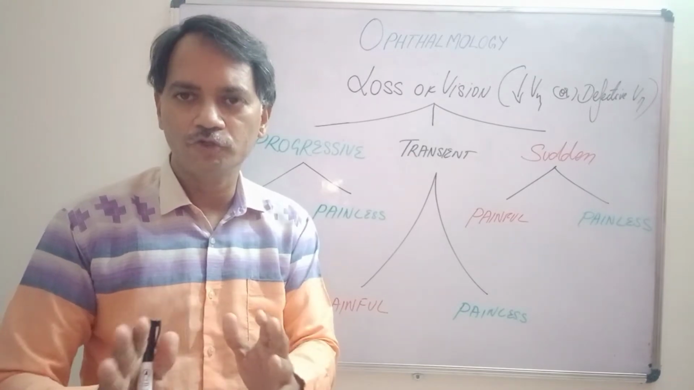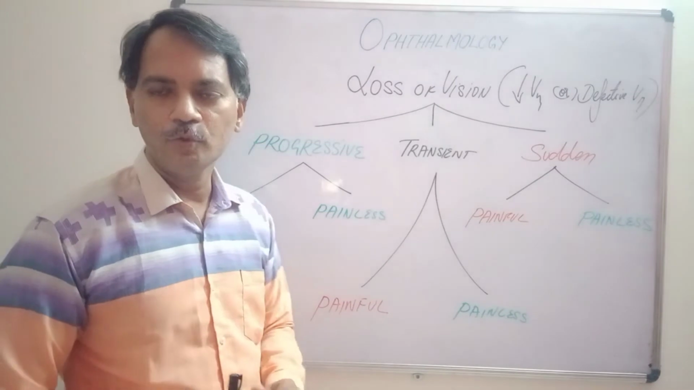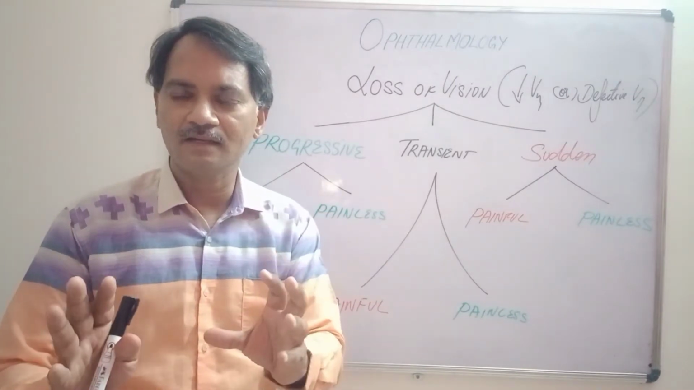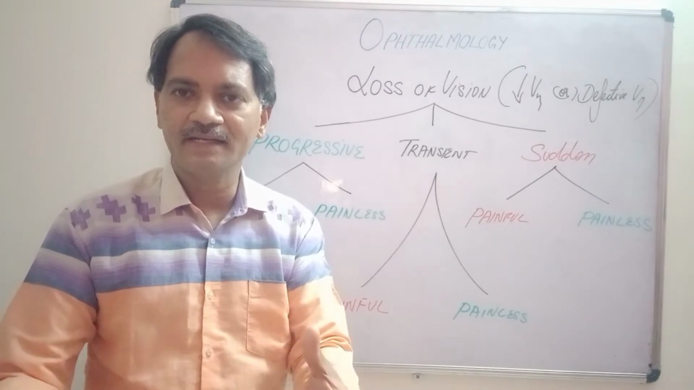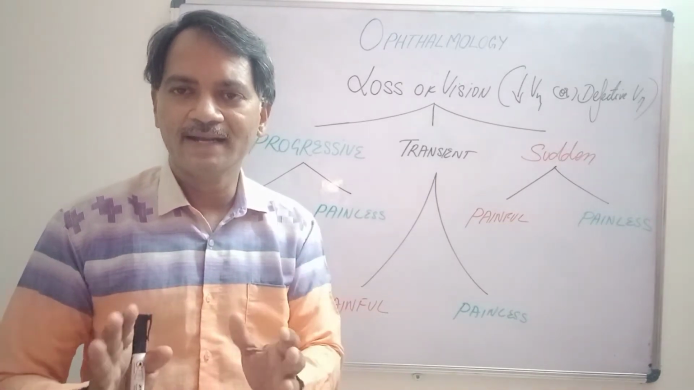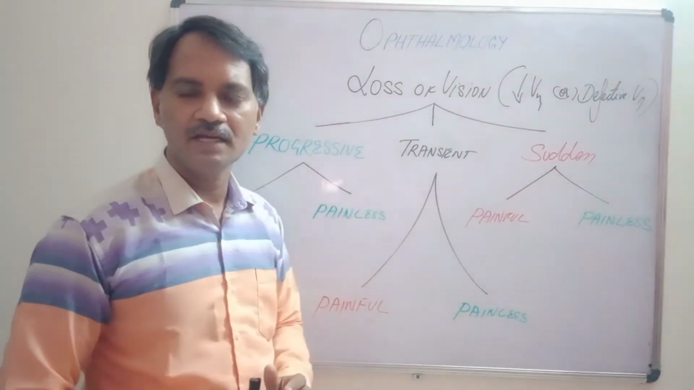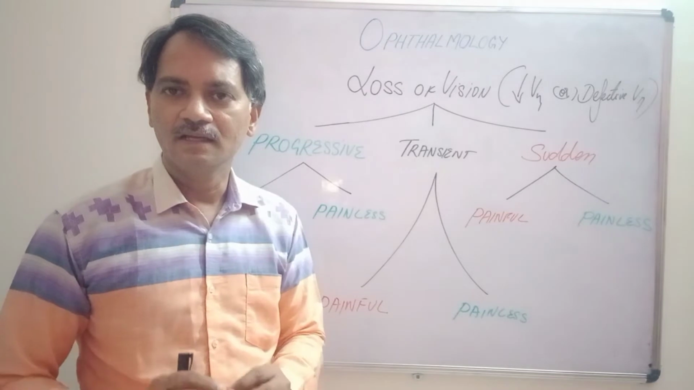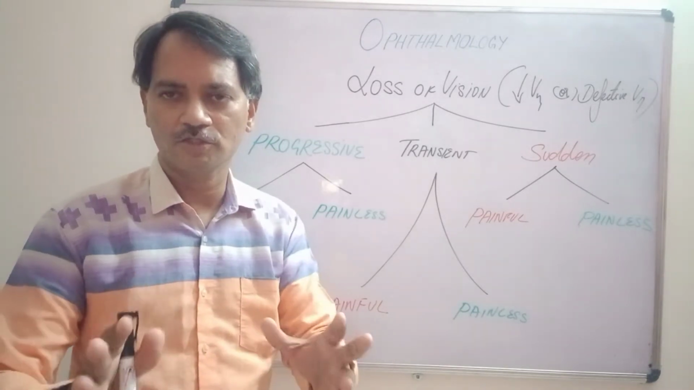What is transient loss of vision? You experience a sudden drop in your vision and that gets corrected within a few seconds or minutes. That is called transient loss of vision. Sudden loss of vision starts and rapidly decreases your vision. That is sudden loss of vision.